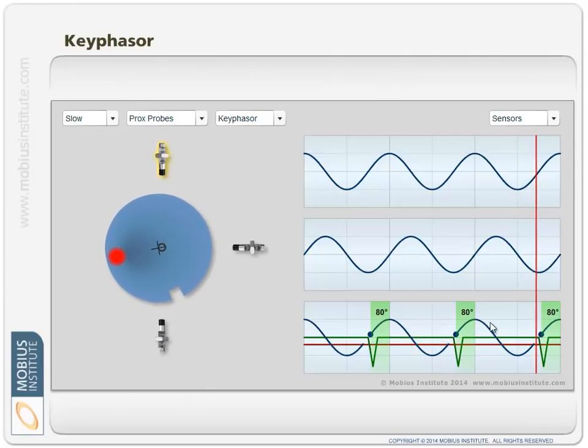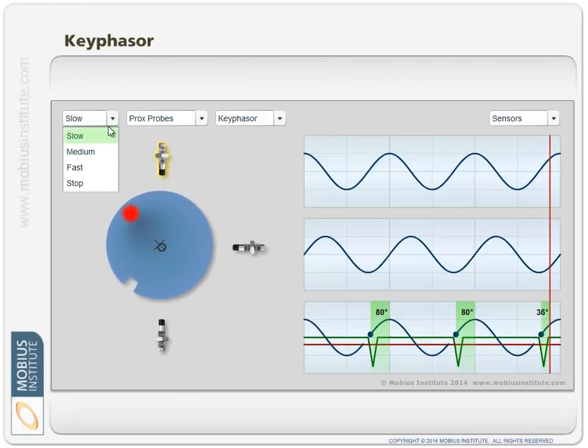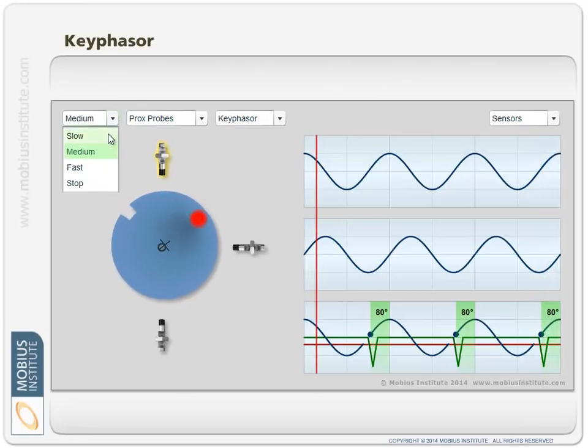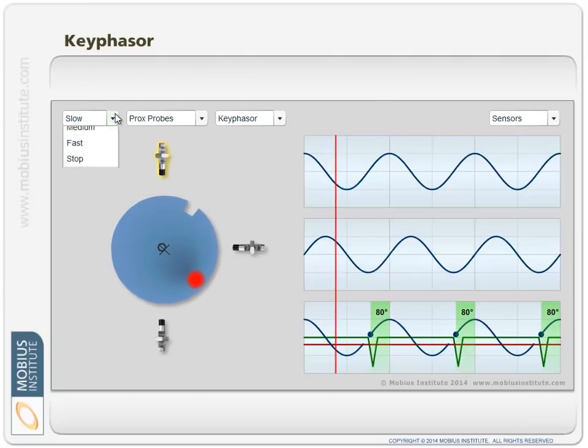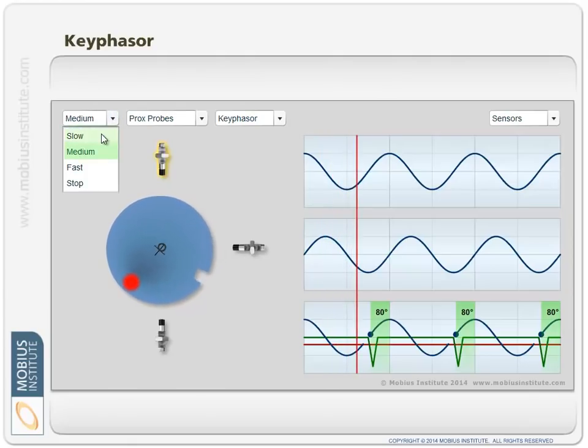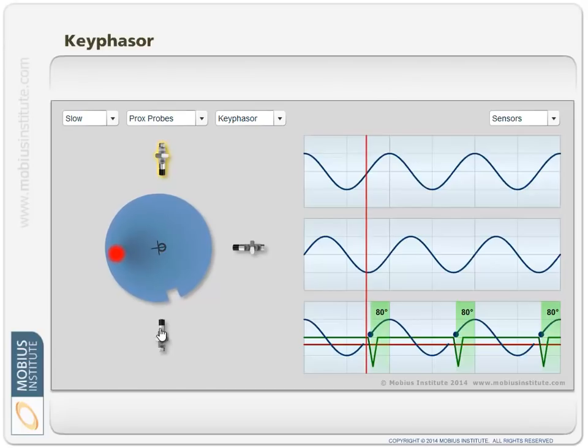So just watch, unfortunately it's over here right now. We might have to wait for it to come and do another lap. I'm just going to speed it up a little bit and slow it. Oops, I slowed it down a bit too quick. Okay, so watch what happens. As soon as this goes past the keyway, we get our pulse. That's our bright spot on the waveform. It's then waiting until the high spot goes past this probe.